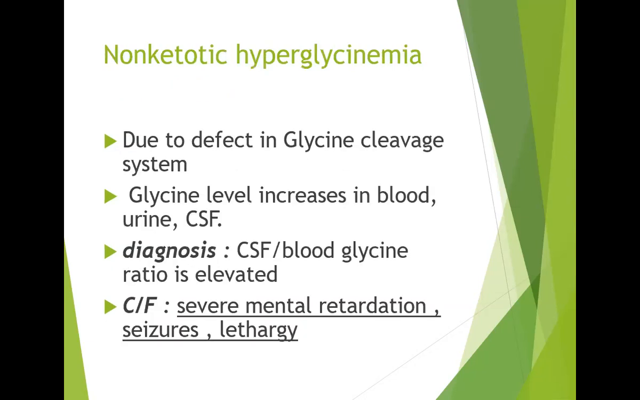Now, some disorders of amino acid metabolism. First of all, non-ketotic hyperglycinemia. It is due to a defect in glycine cleavage system. Glycine level increases in blood, urine, and CSF. It is diagnosed by elevated CSF to blood glycine ratio, and the clinical features are severe mental retardation, seizure, and lethargy.